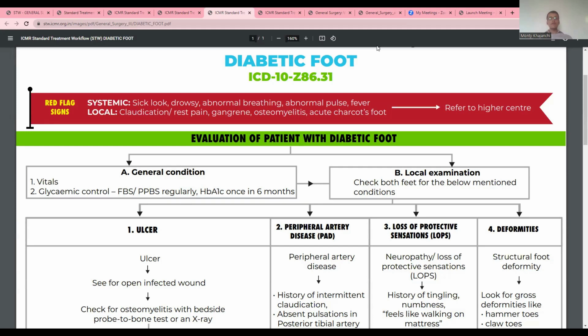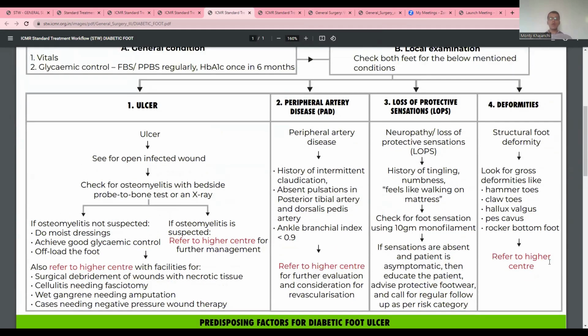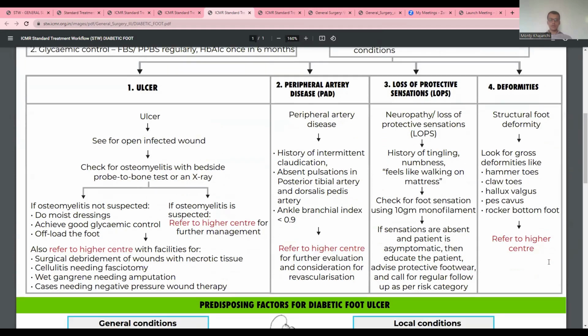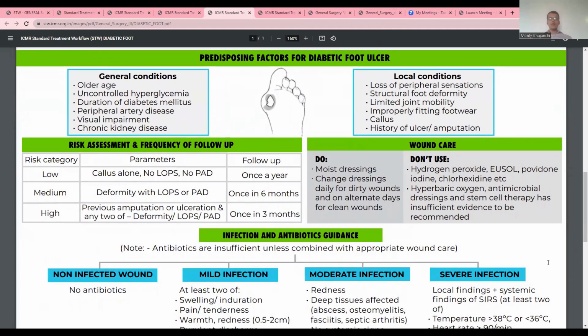We've just given a few of the predisposing factors for diabetic foot ulcers. What are the general conditions that make patients develop a diabetic foot ulcer, and what are the local conditions for why they develop these ulcers? Moving ahead, as I said, diabetic foot leads.